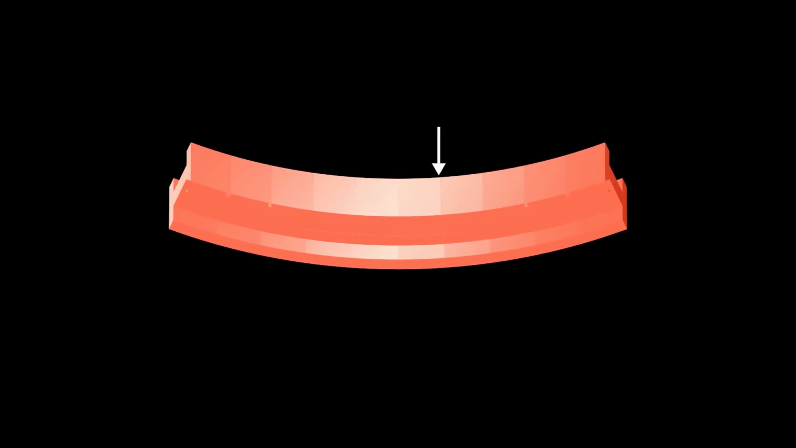Let's start by considering this beam. Its bendiness is a bit exaggerated for the sake of visual clarity. We should notice that when we bend the beam like this, the surface at the top has to get squished, while the surface at the bottom has to get stretched out.